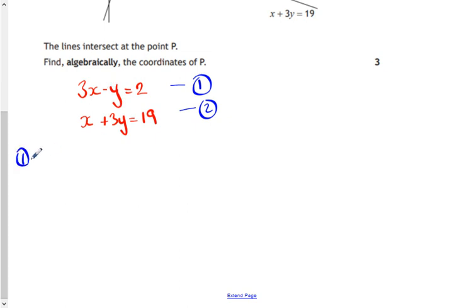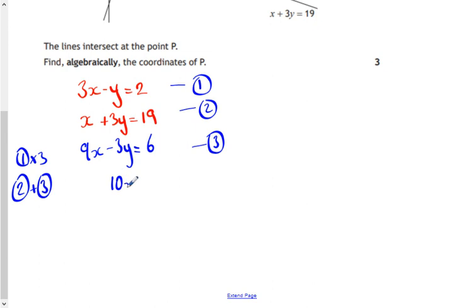So I'm going to take equation 1 and multiply it by 3, giving me that 9x minus 3y is equal to 6, and I'll call that equation 3. If I add equation 2 and equation 3 together, my y's will eliminate one another, giving me that 10x is equal to 25, so x must be equal to 2.5.